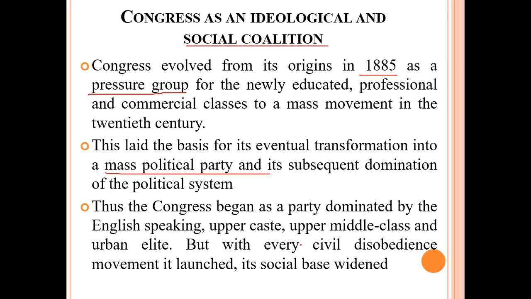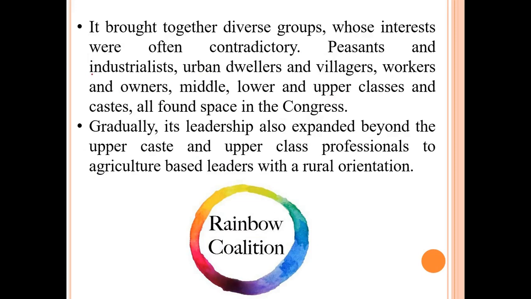Thus, the Congress began as a party dominated by the English speaking upper caste, upper middle class, and urban elite. But with every civil disobedience movement launched, its social base widened, and later on it spread in village areas also. It brought together diverse groups whose interests were often contradictory. Peasants and industrialists, urban dwellers and villagers, workers and owners, middle, lower and upper class and caste all found a space in Congress. Congress tried to accommodate all types of people, and gradually its leadership also expanded. So actually Congress became a rainbow coalition of different ideologies.